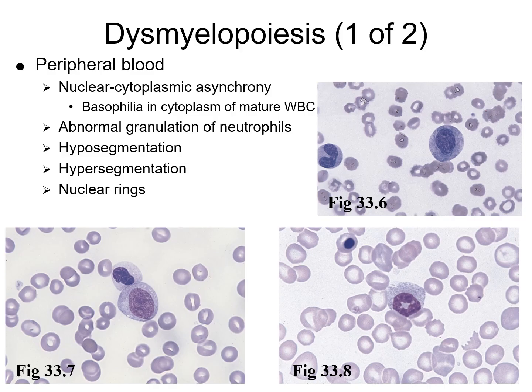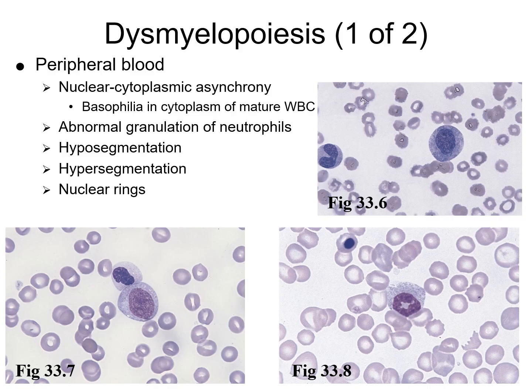We may have abnormal granulation of neutrophils. This can include hypogranulation or agranulation. Hyposegmentation may also be seen, and this is where there's fewer than normal nuclear lobes in the neutrophils. We may also see something called pseudo-Pelger-Huët anomaly, and this is where they have bilobed or unsegmented neutrophils present.